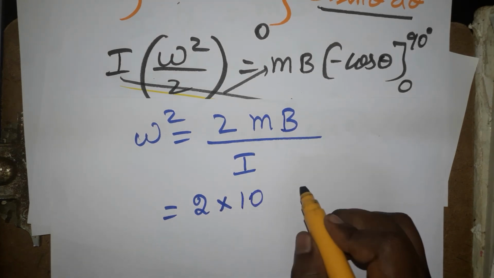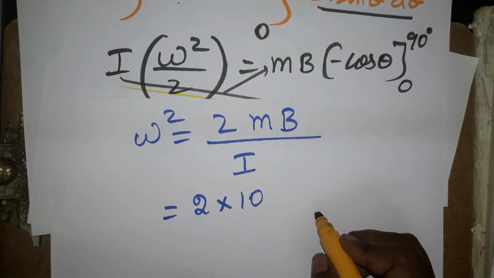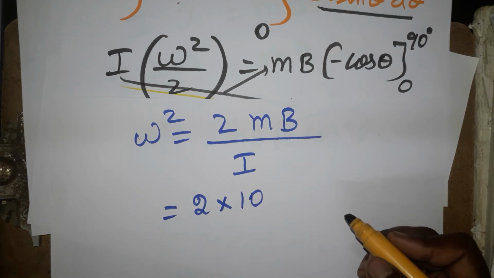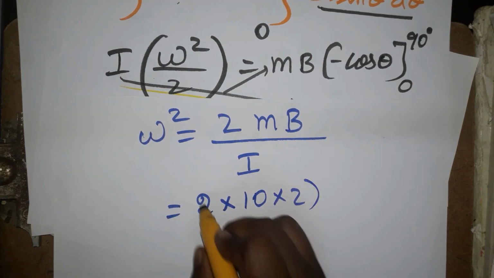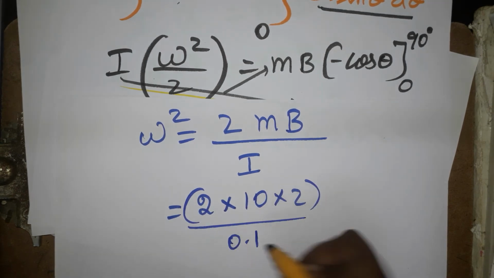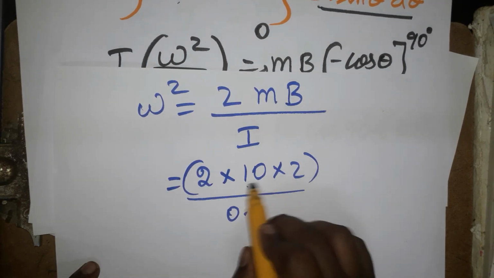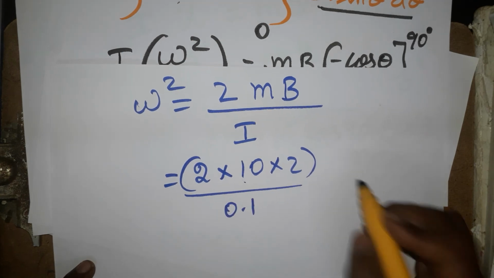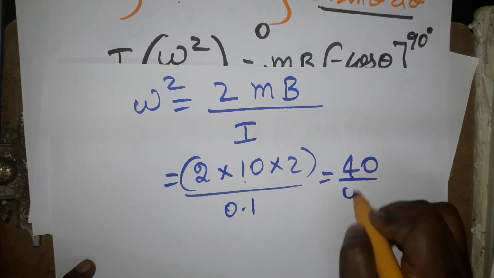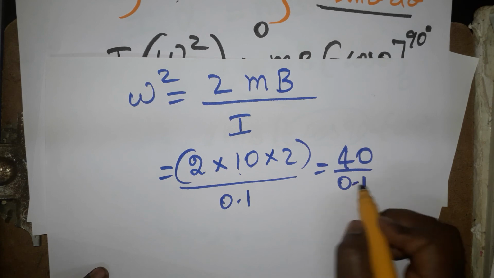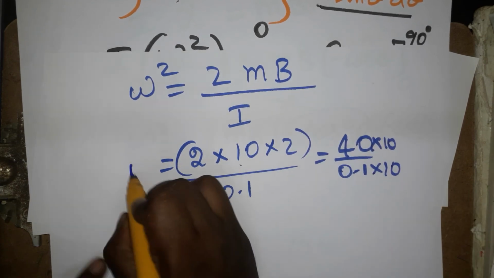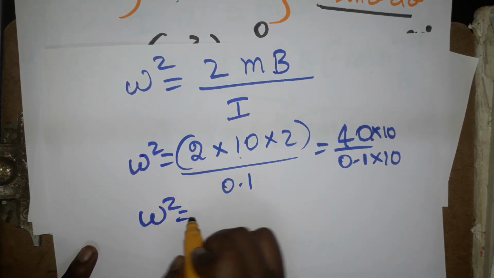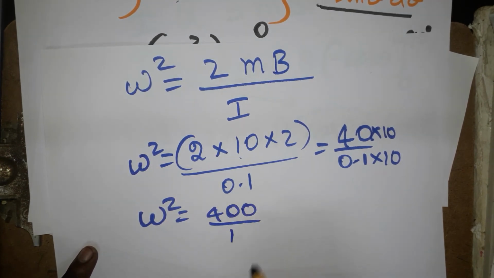Magnetic dipole moment is 10. What about the magnetic field for this one? Magnetic field is going to be 2. Then inertia is given as 0.1, very simple. So 10 into 2 will be 20, and 2 times that is 40. So 40 divided by 0.1. To reduce 0.1 to 1, multiply numerator and denominator by 10, directly. So omega square is equal to 400 divided by 1.